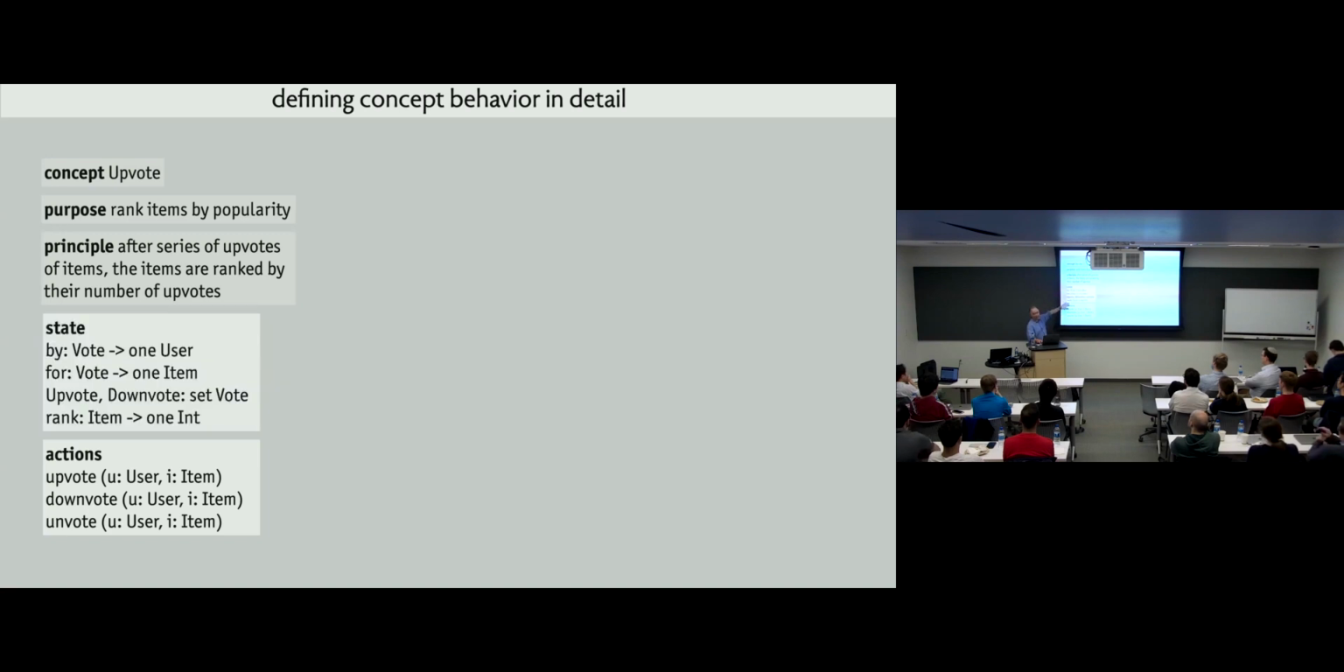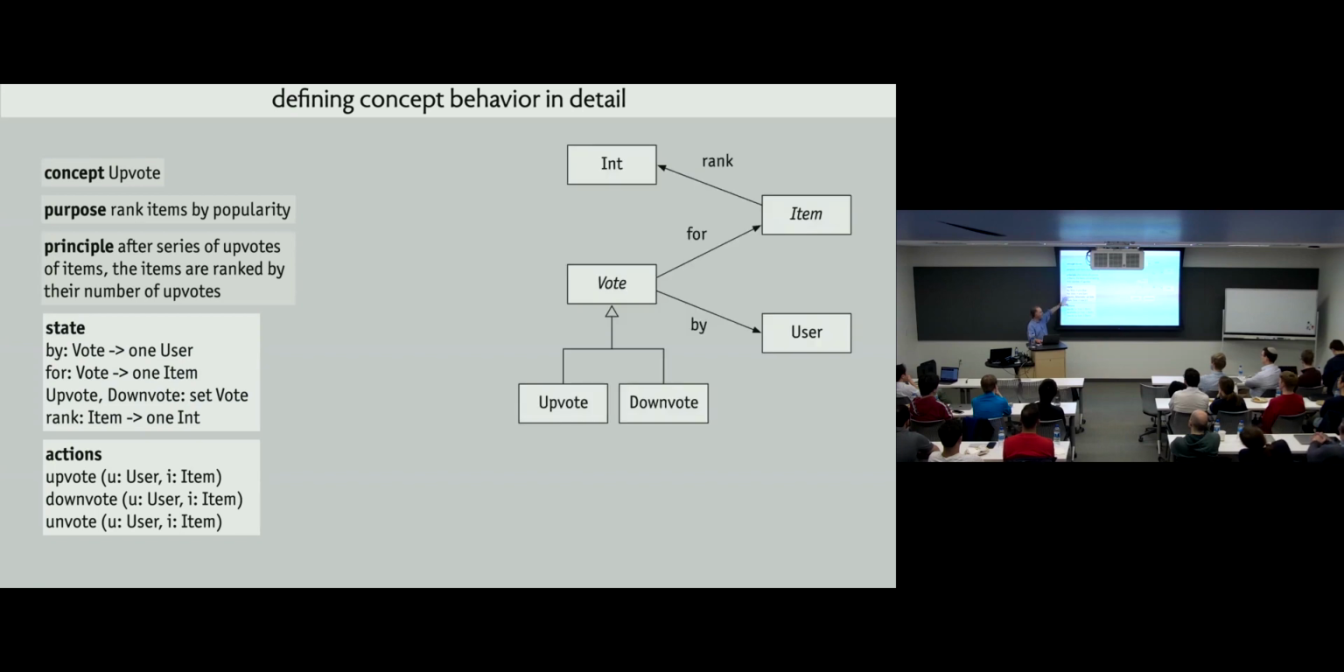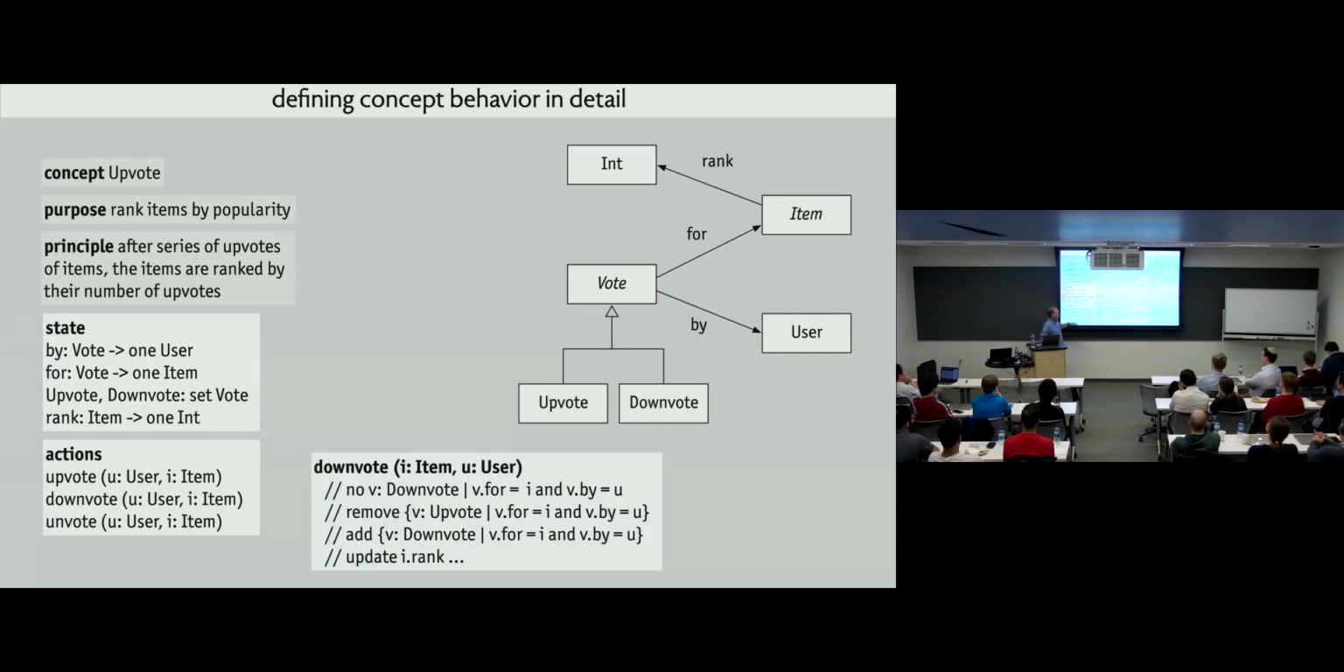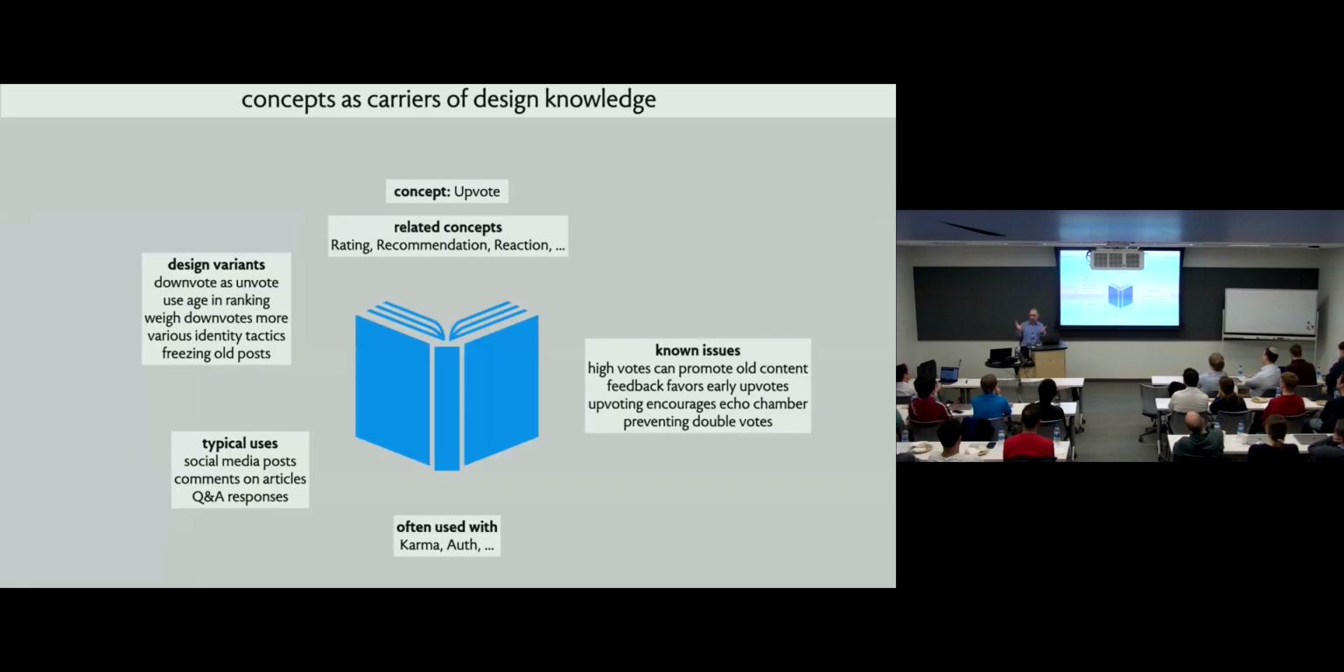And then there's a state that supports those actions. And that state could be written textually, it could be written as an entity relationship diagram. And then we could specify each action. So we could say, for example, a downvote is allowed when there isn't already a downvote for that item. We're going to remove all the votes that already exist for that item, whether they're upvotes or downvotes. We're going to add a new downvote for that item, and we're going to update the rank accordingly. Okay? So the idea is that we can describe these concepts in detail, and we could even build a catalog.